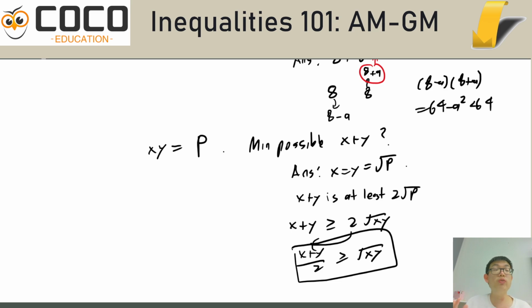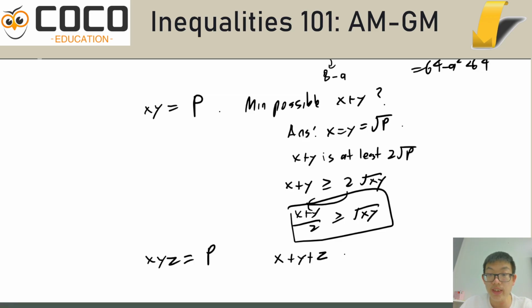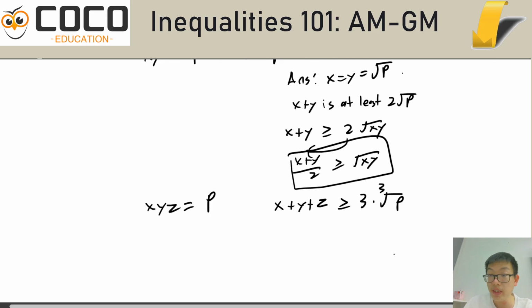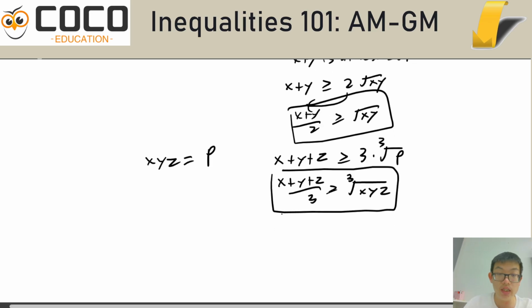And of course, if you were to take more than 2 numbers, and I ask you for the minimum, you will say that this is at least now 3 times the cube root if they were all the same. And so you end up with x plus y plus z over 3 is greater than or equal to the cube root of p, which is xyz. This is 3 variable AM-GM, and so on.